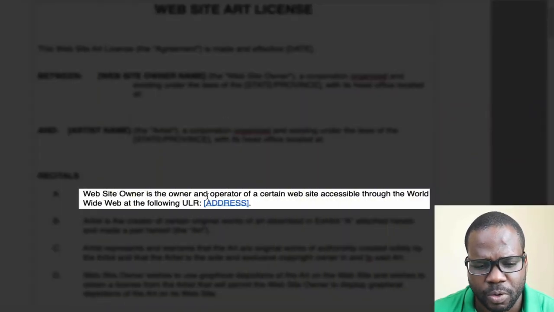Website owner is the owner and operator of a certain website through the World Wide Web. So it's just the website domain name that you need to have. When you're selling it, you need to make sure that you know where on the internet the art is going to be. So they need to provide you a URL.